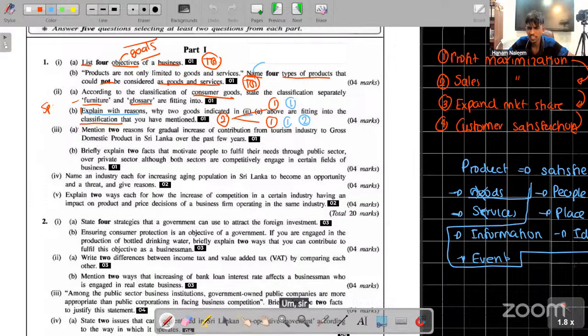Sir, what if we give the definition which includes the features? Yeah, you can, Ahmed, you can.